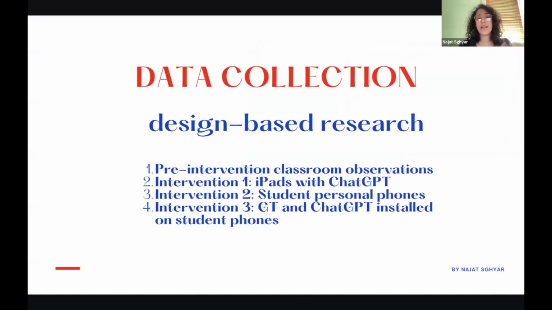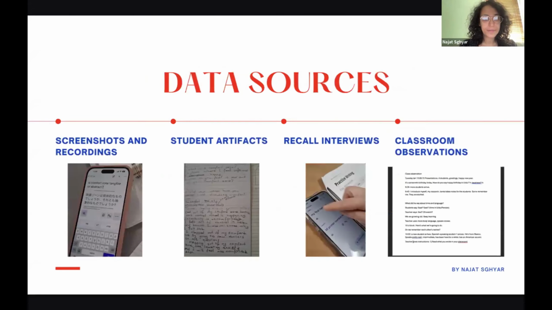So first, I observed the class without AI, and then I provided them with iPads that had ChatGPT. Later, I noticed that it wasn't very effective, and students preferred using their personal phones with both Google Translate and ChatGPT. So then we focused more on student phone use. This is a design-based research method.